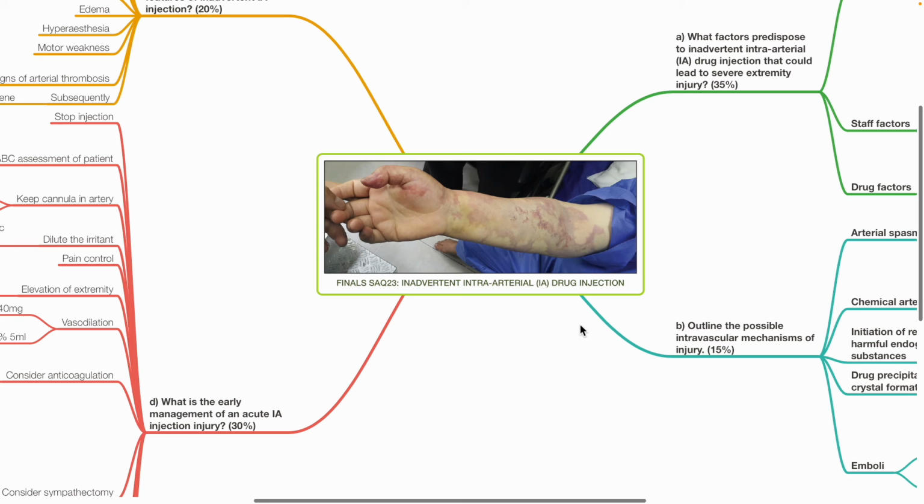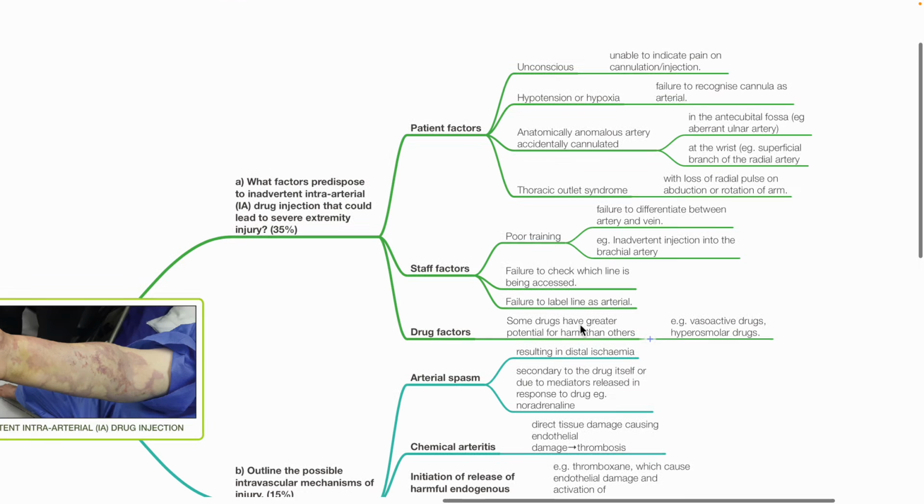Finals SAQ23: Inadvertent Intra-Arterial Drug Injection. A. What factors predispose to inadvertent intra-arterial drug injection that could lead to severe extremity injury? This includes patient factors, staff factors, and drug factors.